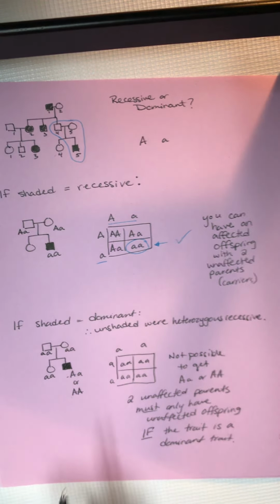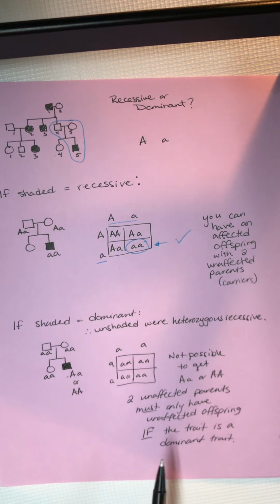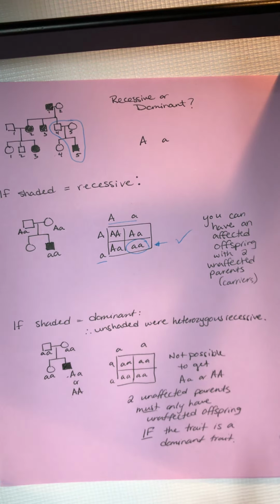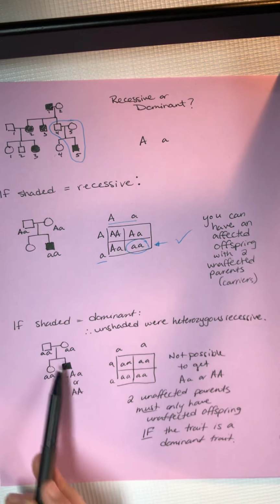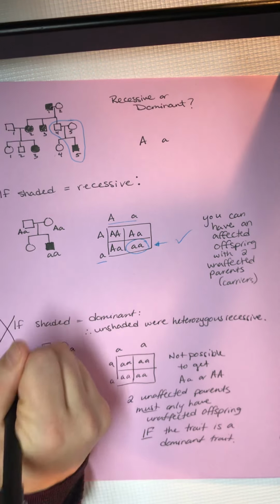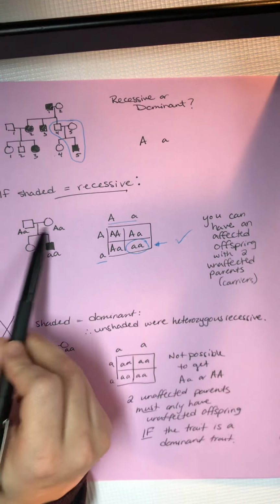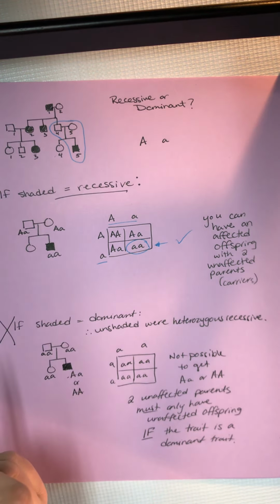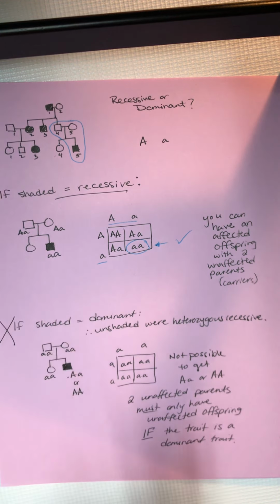Okay, so if this were a dominant trait, you can only have affected offspring if you also have an affected parent. So two unaffected parents can't have an affected offspring. It's not possible. So therefore, we know that it is not a dominant trait. It can only be recessive. That's the only way we can see this pattern here: two unaffected parents with an affected offspring. Okay, so hopefully that shows you how you can prove for sure that it is recessive or dominant.